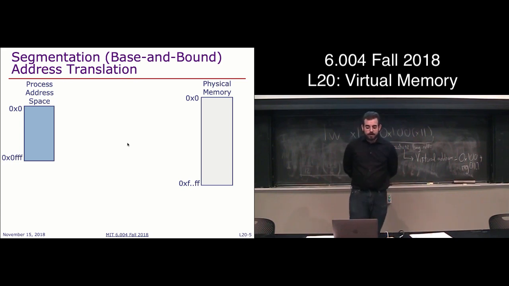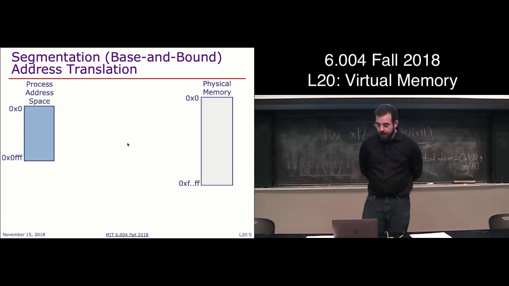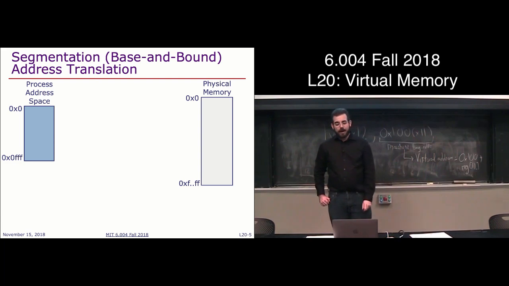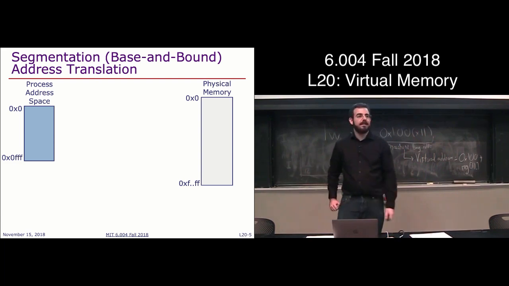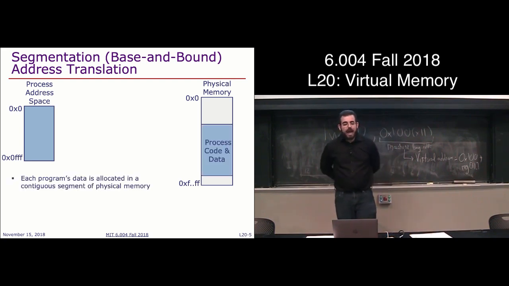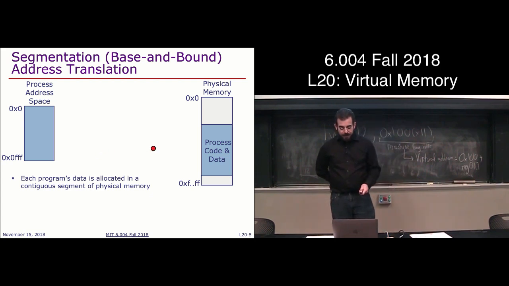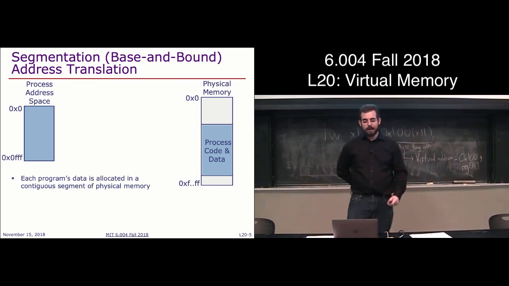Segmentation, which is also sometimes called base and bound address translation, essentially implements a very simple mechanism. Suppose that you start with some chunk of memory. So the process has addresses from 0 to 0FFF. What we're going to do is map this set of virtual addresses, what we call the address space, into a contiguous chunk of physical memory, right? So we're going to place it at some starting location in some contiguous chunk. This is what we call a segment.